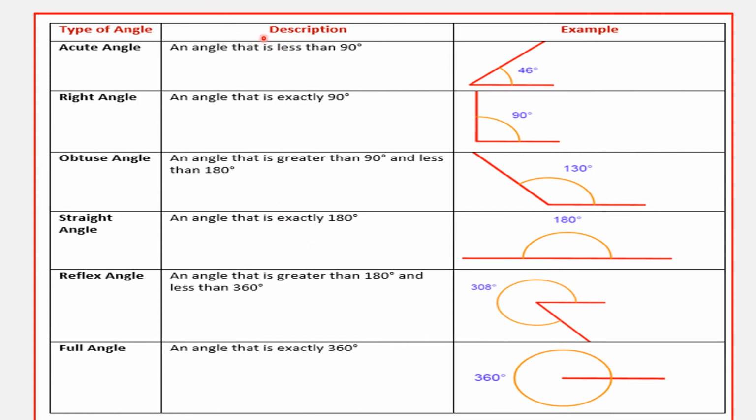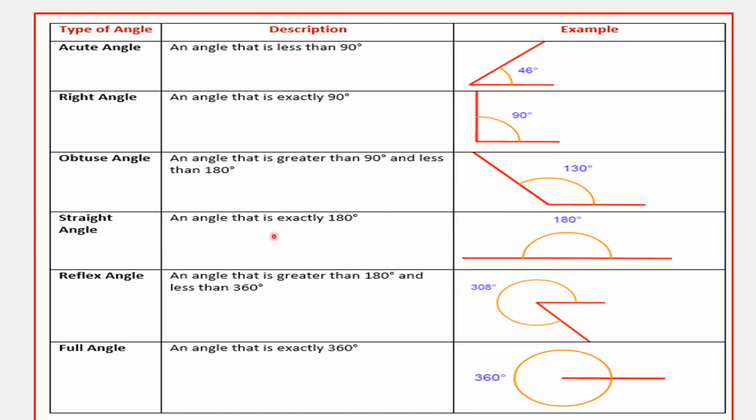Now let us see the definitions. Acute angle, an angle that is less than 90 degree. You can see here the angle which is less than 90 degree is just a perpendicular line like this. So less than 90 degree is all acute angle. Right angle, an exact angle of 90 degree. You can see here this is 90 degree. This is a right angle. Now obtuse angle, an angle that is greater than 90 degree and less than 180 degree. So you can see here this is greater than 90 but less than 180. So such angles are obtuse angle.